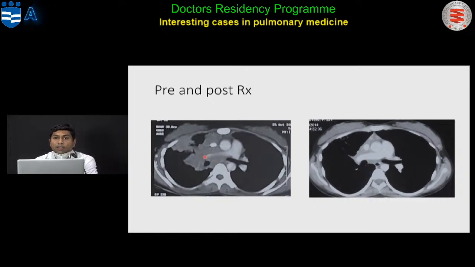You can see that the mass here, this is a pre-treatment CT scan. You can see that the mass is encasing the pulmonary artery and compressing it. This is the original caliber of the pulmonary artery. The branch pulmonary artery should be slightly lesser in size. Here you can see that the pulmonary artery is totally compressed, and it has reduced blood supply to the right lung. After the treatment you can see that the compression effect on the pulmonary artery is totally lost, and the blood supply to the right lung is restored.